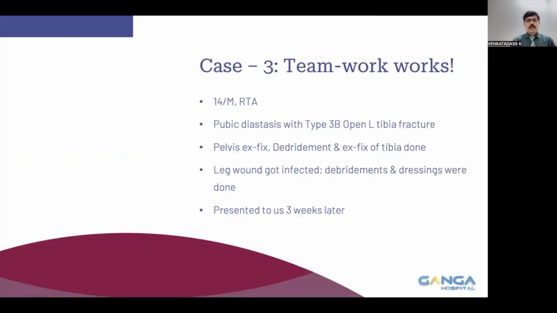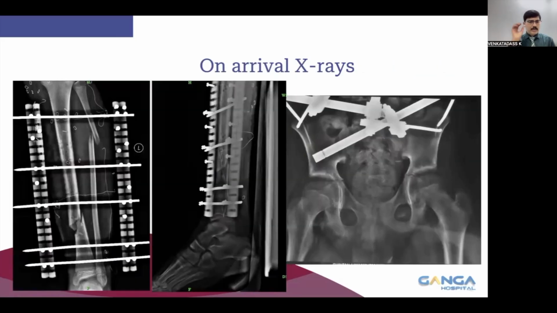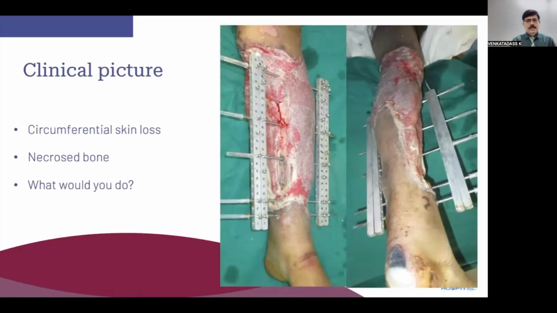Moving on to the third case, this is a 14-year-old boy following a road traffic accident who had a polytrauma with a pubic diastasis and an open fracture of the tibia. So he had his damage control with a pelvic X-fix and debridement and fixator for the tibia. Unfortunately, the leg wound got infected and he presented to us 3 weeks later. These are the X-rays. When we look at the leg, it looked like this. There is circumferential skin loss and there is necrosed bone, as you can see.